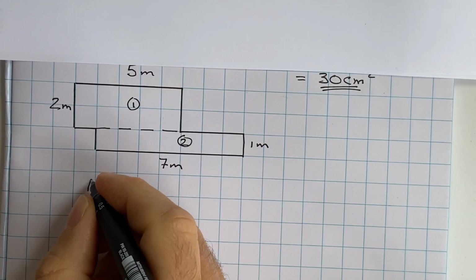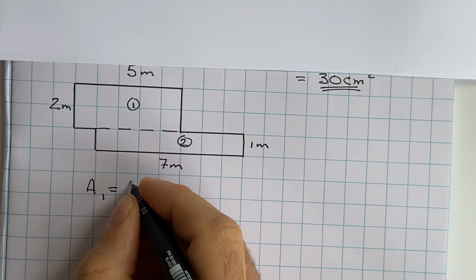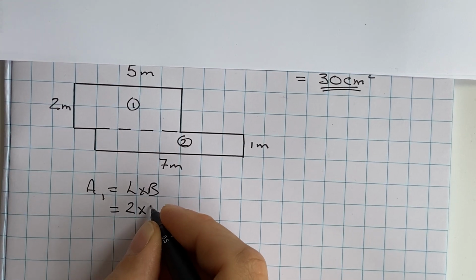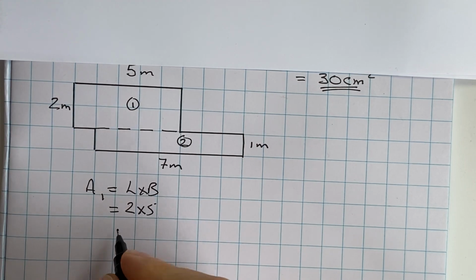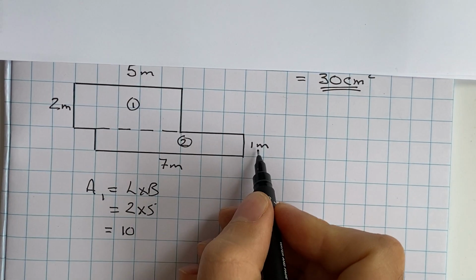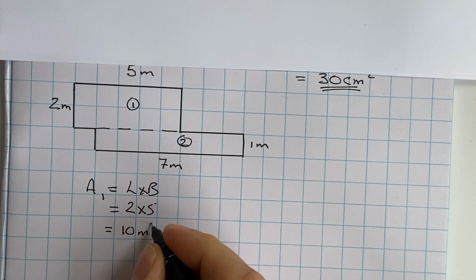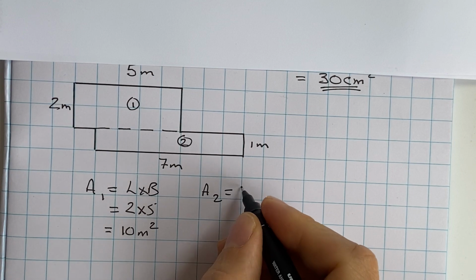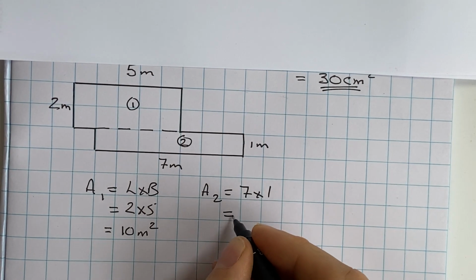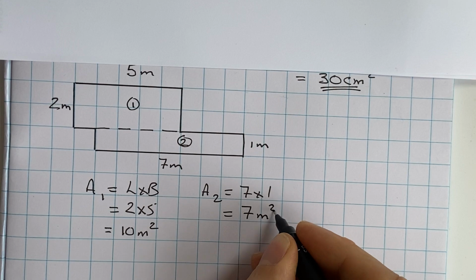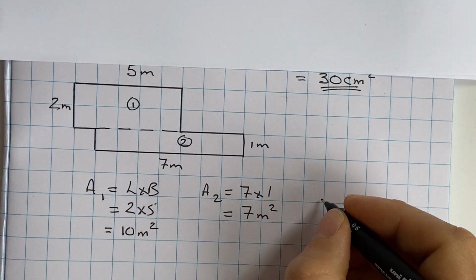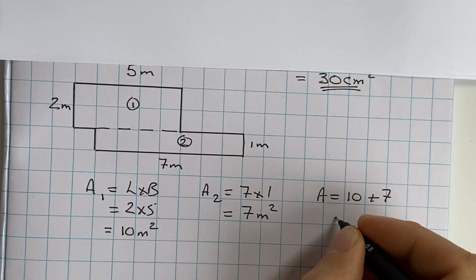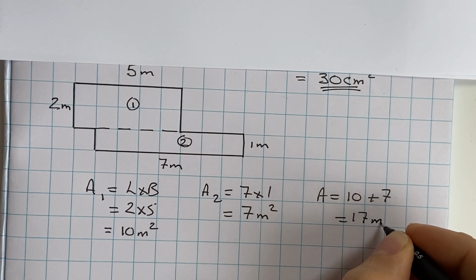Okay, so because it's two rectangles, we've got area 1 equals length times breadth, so that's just for that one 2 times 5, 10. Notice I've used meters for my units, so it's square meters. Area 2, 7 times 1, which is 7 square meters. And so our total area, 10 plus 7, which is 17 square meters.